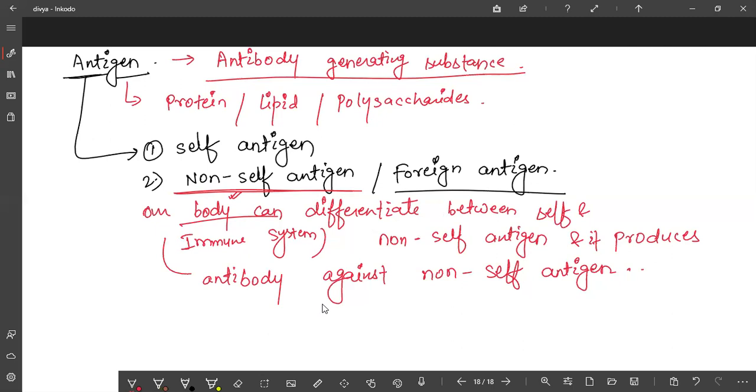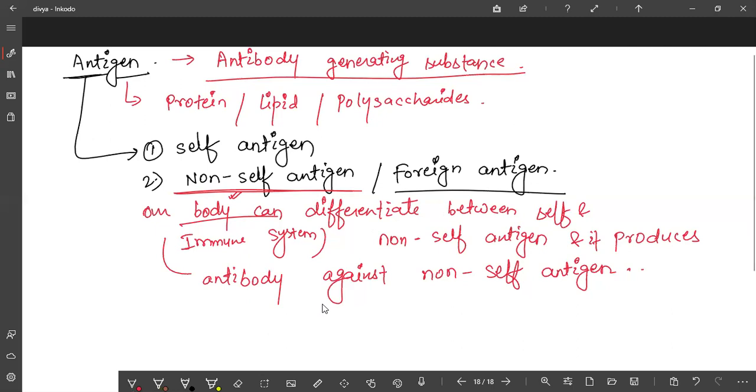So our body can generally discriminate between self antigen and non-self antigen. Generally our body will produce a response against non-self antigen, and it will recognize the self antigen, and it does not produce any immunity against what? In the general case, it will not produce any immune response against the self antigen.